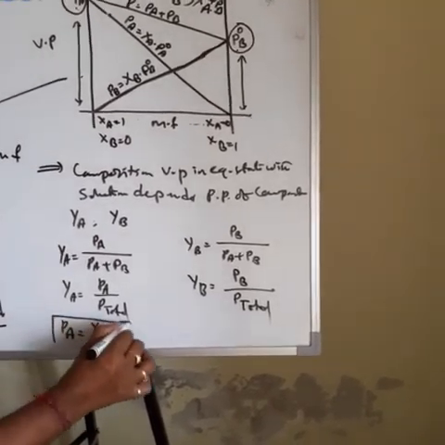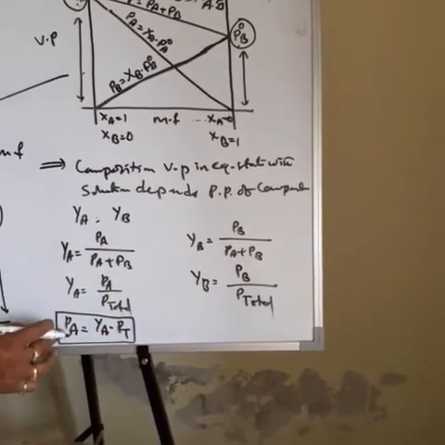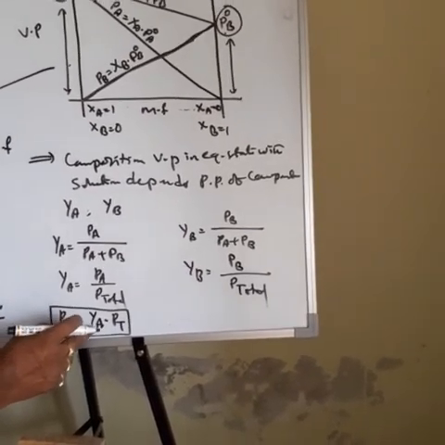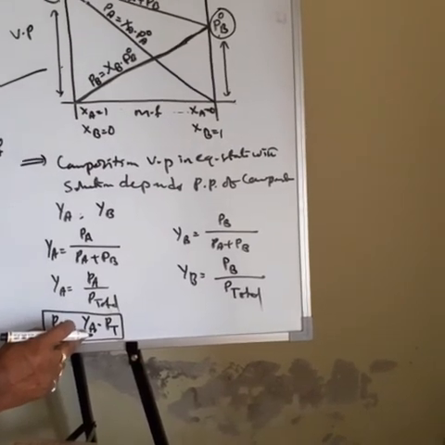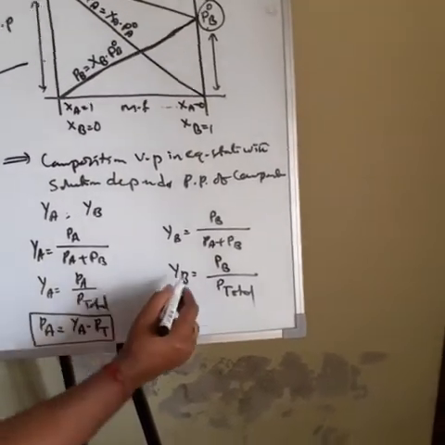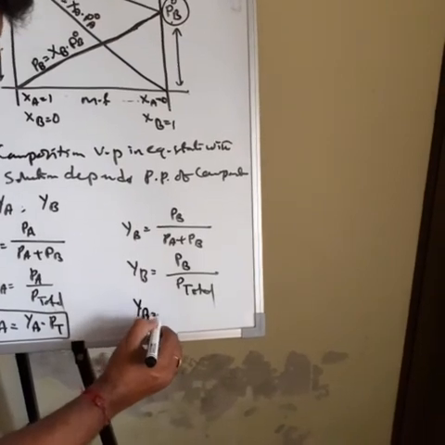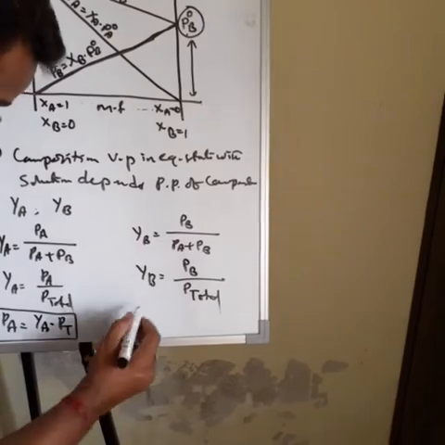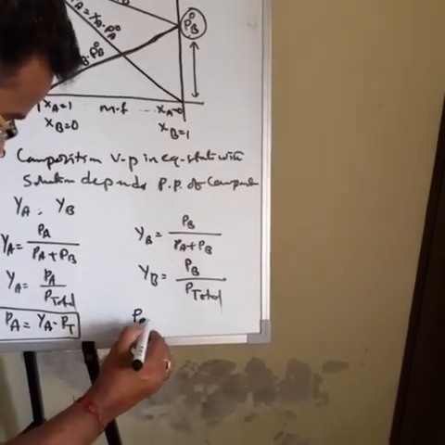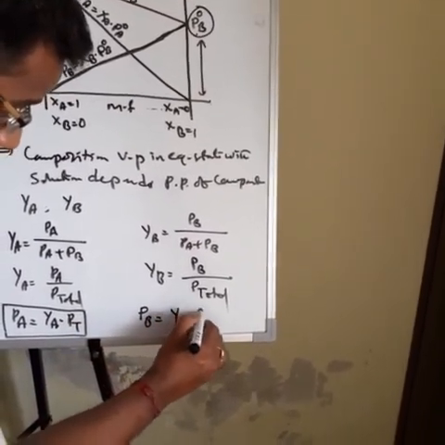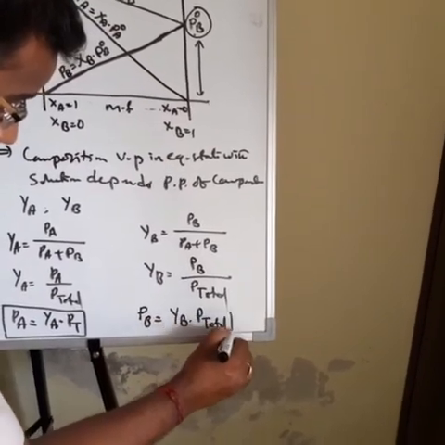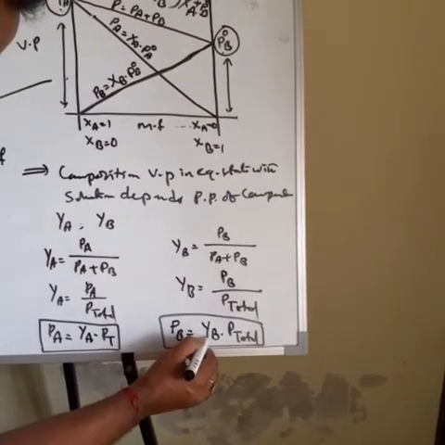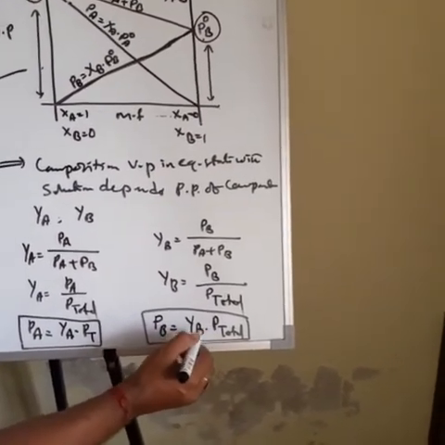So the partial pressure of a component is equal to the mole fraction of that component into the total pressure. Then for B, the partial pressure of B is equal to the mole fraction of B into the total pressure. So the partial pressure of B is equal to the mole fraction of that compound B into the total pressure.